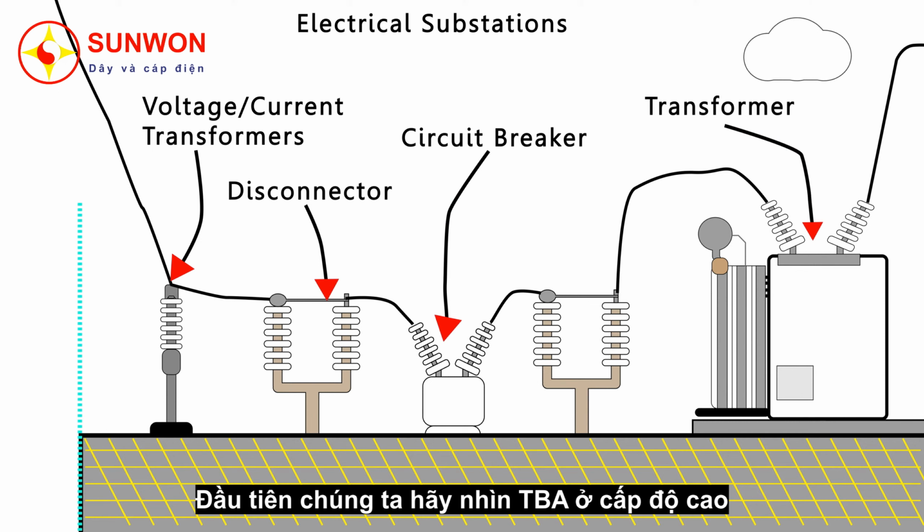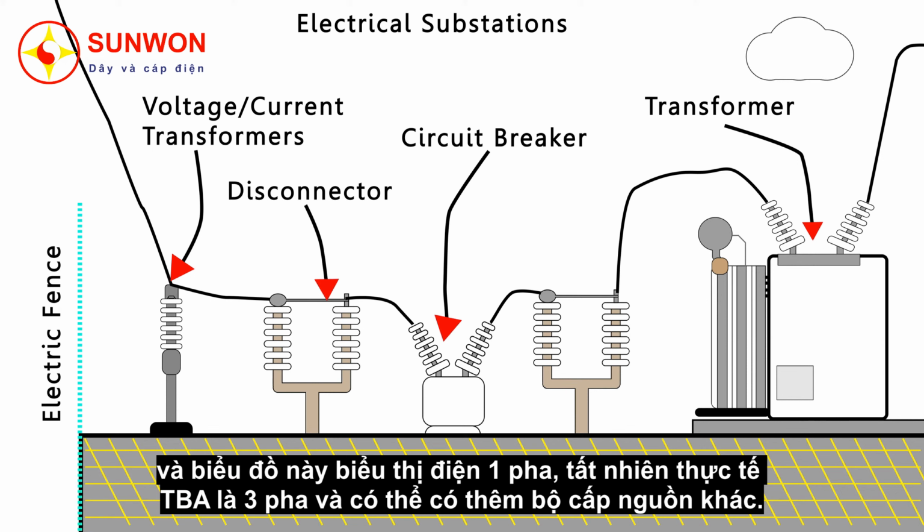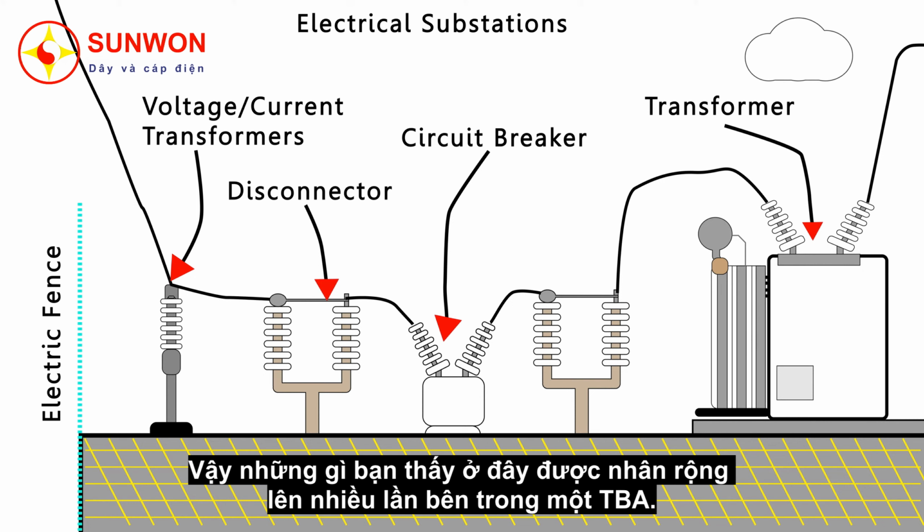First of all, let's look at the substation from a very high level. And this diagram shows a single phase equivalent. Of course, a real substation will have 3 phases and it will likely have several feeders. So what you see here is replicated many times over inside a substation.